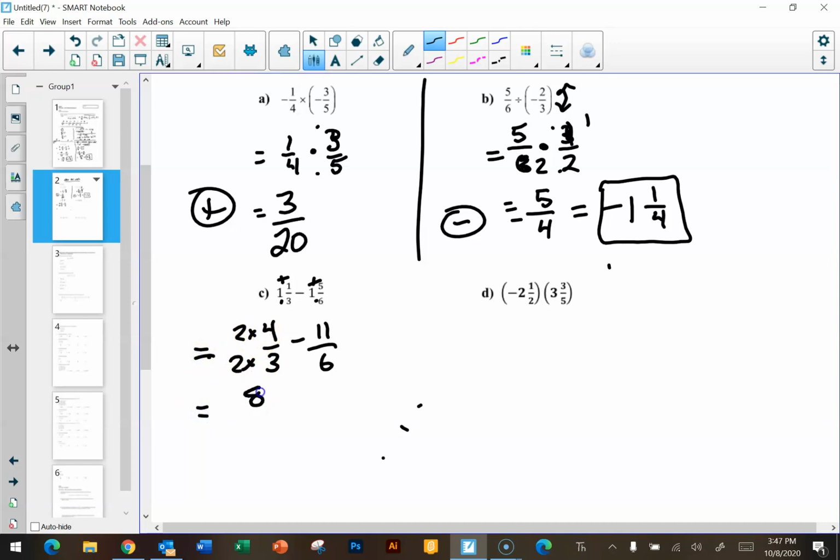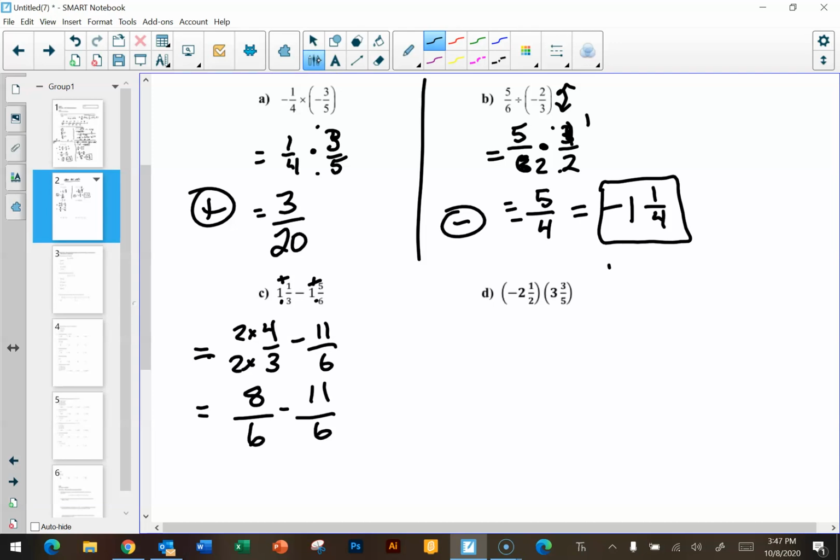2 times 4 is 8. 2 times 3 is 6. And then we don't have to change this one because we've already got a 6 on the bottom. All right, now we can't do any of the canceling with subtraction. You can only do that with multiplication and division. So don't do it with subtraction and addition. Only multiplication and division.